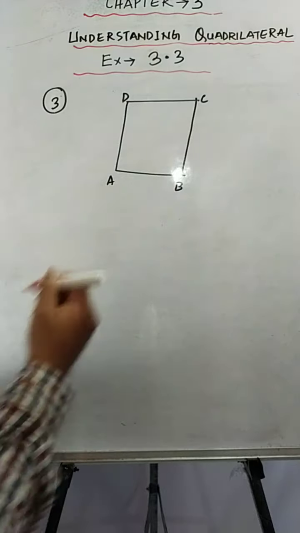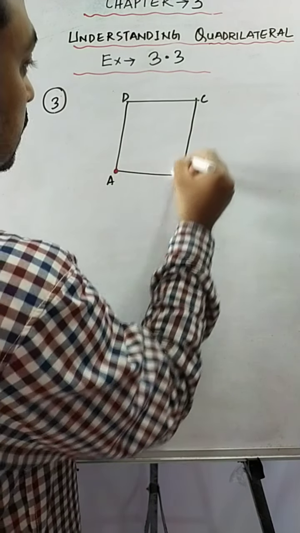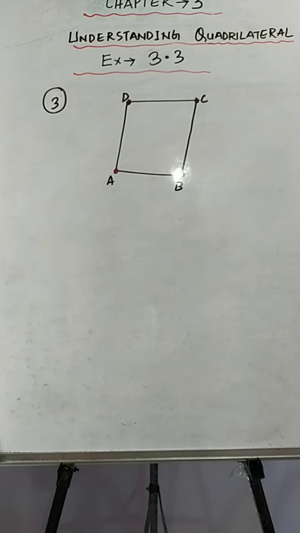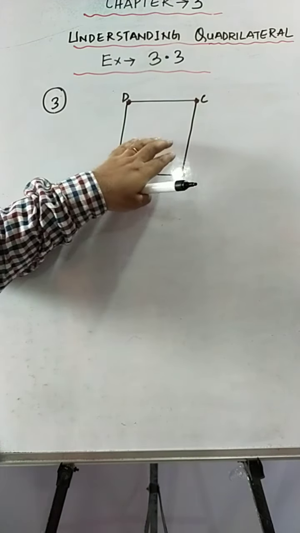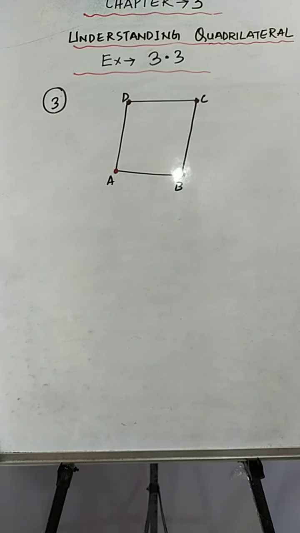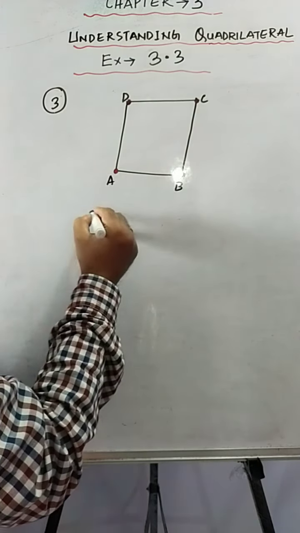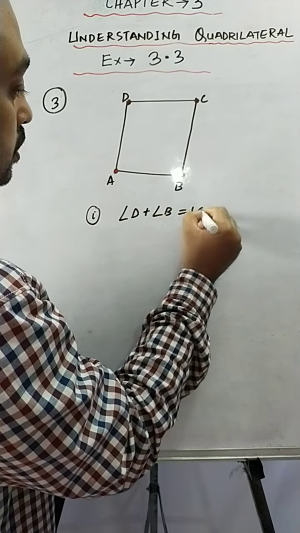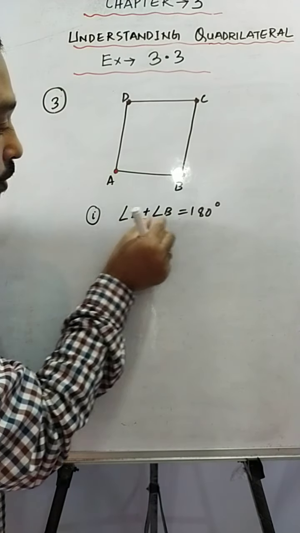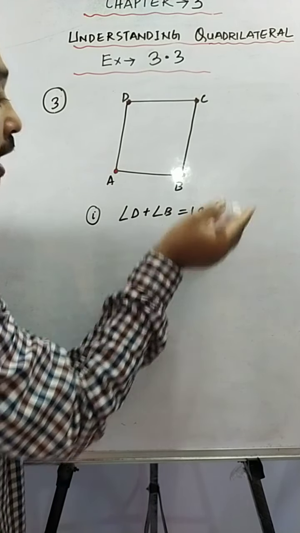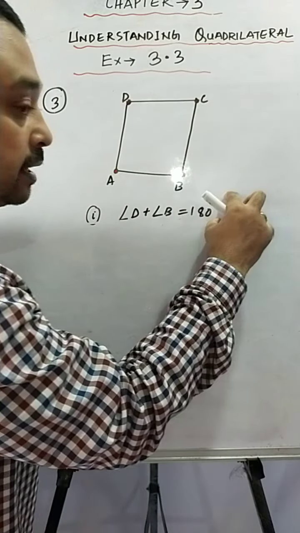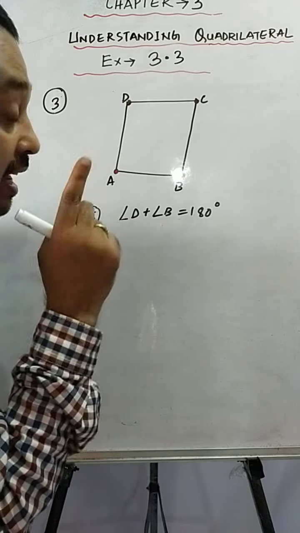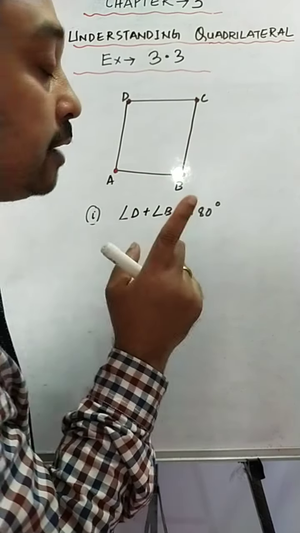Okay, so now in a quadrilateral what we have, 4 angles, isn't it? Now they have asked, can this ABCD be a parallelogram if angle D plus angle B equals 180 degrees? So this is the first condition they have given, angle D plus angle B is equal to 180 degrees. So based on this condition, can we say that this quadrilateral ABCD is a parallelogram? So we can say yes, it is possible, but there is some condition that we have to see.